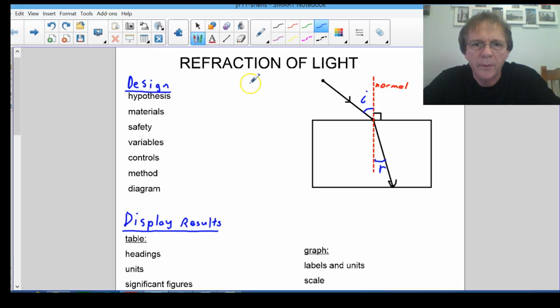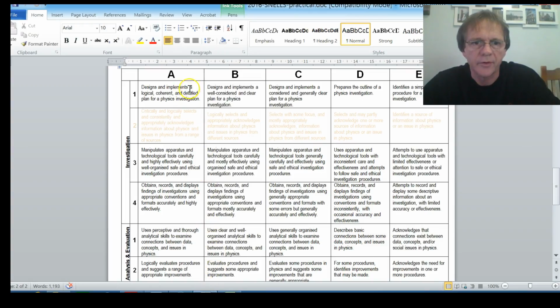Okay, we've been doing a practical here. We're looking at the bending of light as it goes into a prism. So if you look at your performance standards there, we're looking at designing the experiment in a logical, coherent and detailed plan as an A standard.